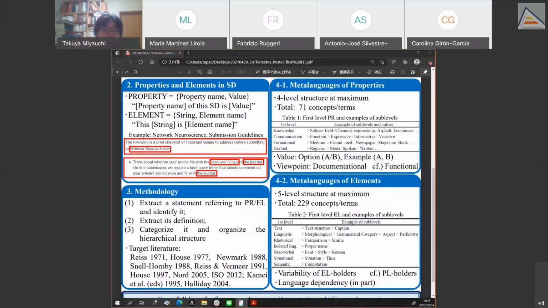The same is true of elements of a document. For example, the strings in the red square, this big red square, is a paragraph, and the string here, Network Neuroscience, is a proper name. So this is the outline of properties and elements in source documents.